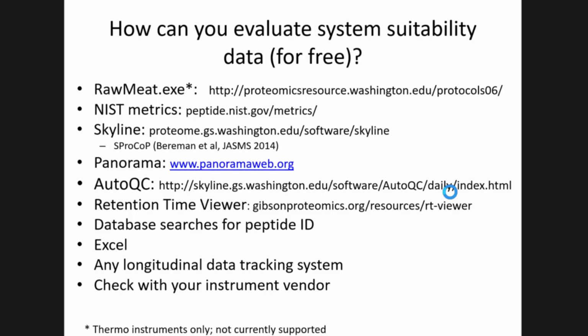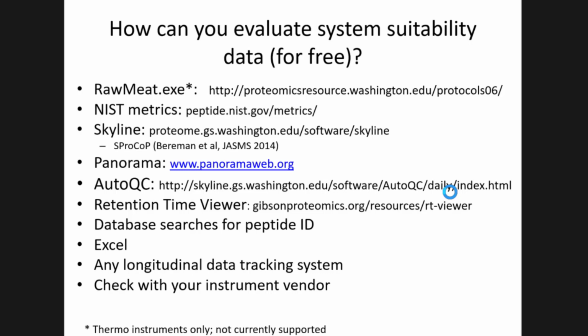Retention time viewer, this is something that was developed for the CPTAC labs where we could take everybody's data from all the different labs and look at what the retention time was for each of the peptides in the sample and see how far they were off for, in this system versus this other system that was several states away.